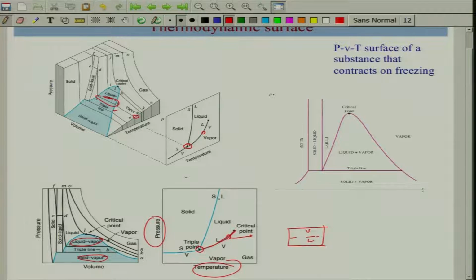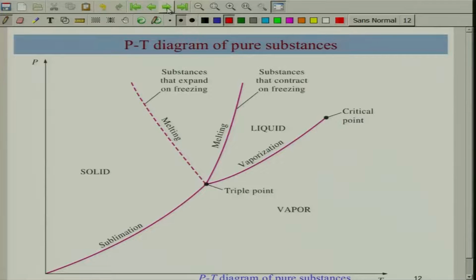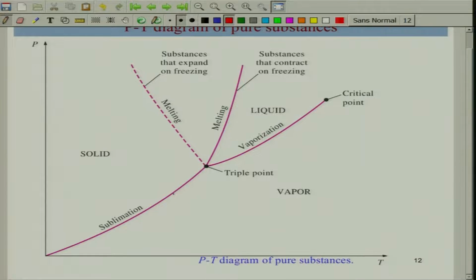Now, what you notice is that depending on the substance, which can contract or expand upon freezing, the slope of the fusion line will be positive or negative. As I said, in a PT diagram, this is the one which is negative. This is for substances that expand on freezing. An example would be water. I assume that most people have seen these things, so I'm not going into more details at this point. We'll discuss this more later when we make use of free energy calculations to explain all these aspects.